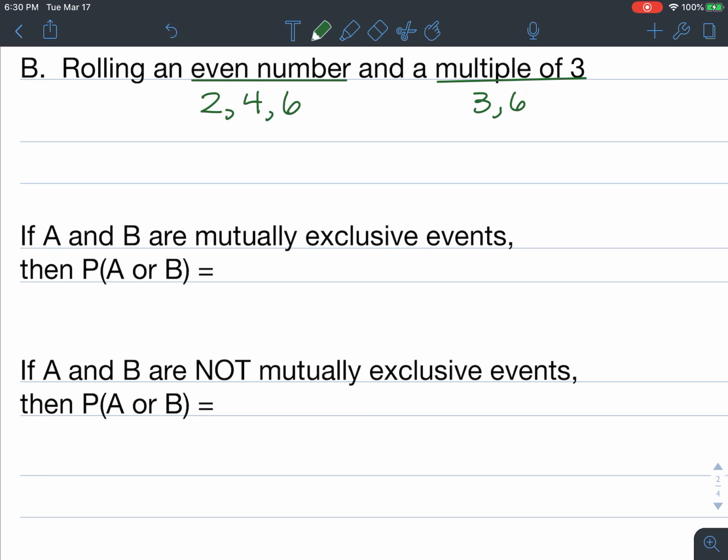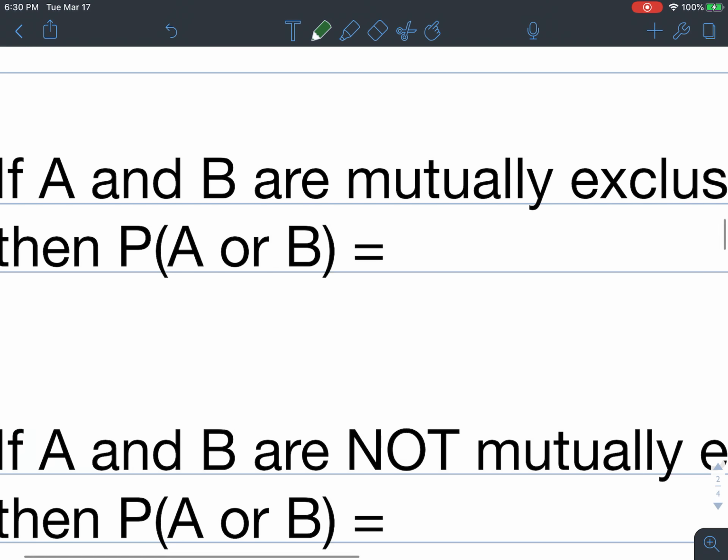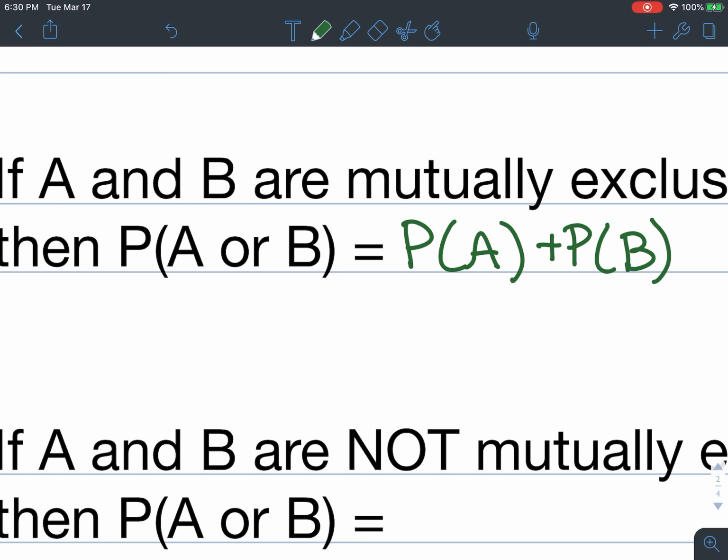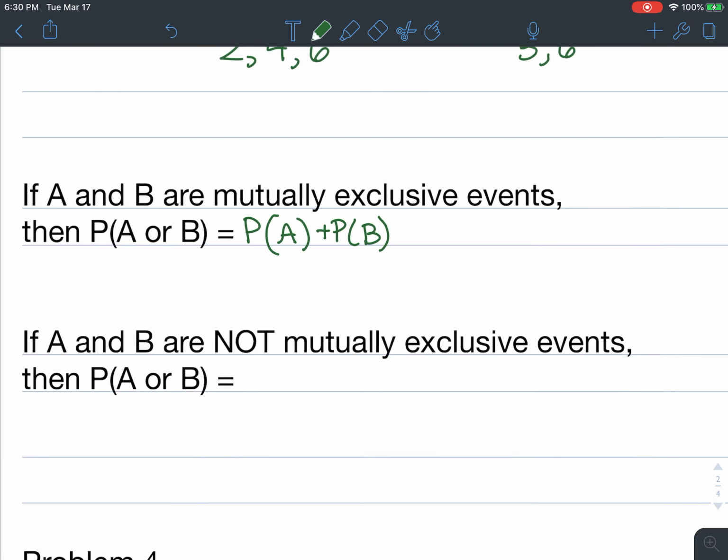Yes, you could. Okay. If A and B are mutually exclusive events, then the probability of A or B happening is the probability of A plus the probability of B. And we sort of already knew that from our last section. You know, you had the marbles, they were all different colors. What's the probability that you pick a green one or a white one? Well, those are mutually exclusive events, and that's why you could just add those probabilities together.